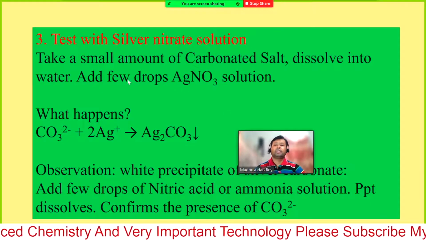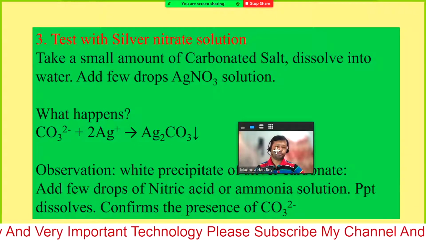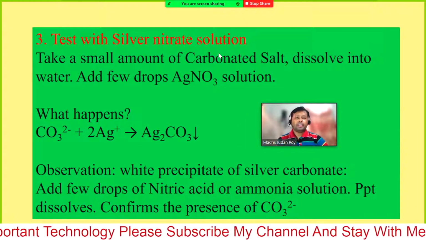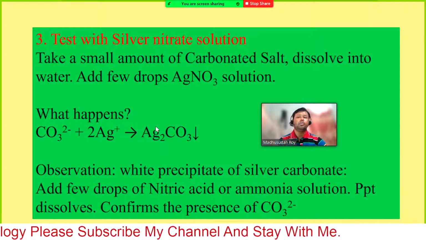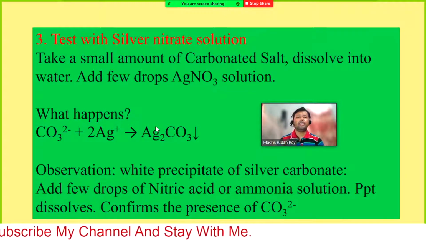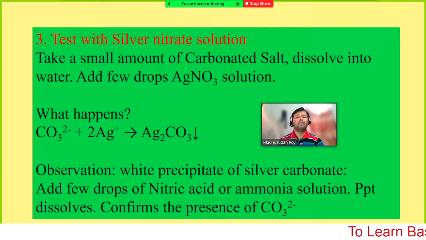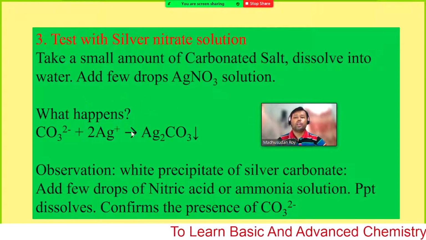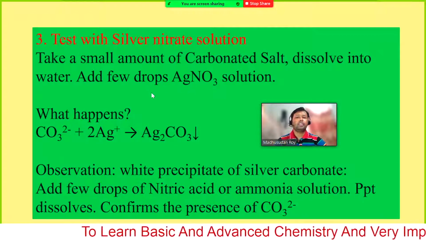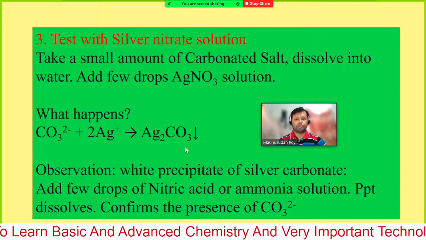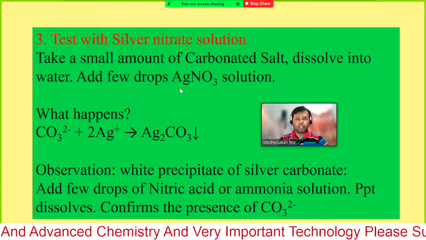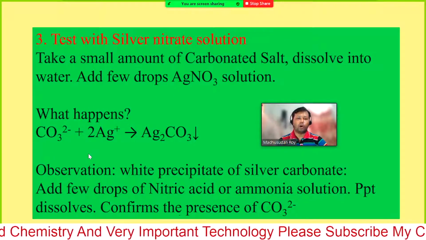Then we have another test with silver nitrate. In the last class I mentioned that we need to keep the silver nitrate in a dark bottle so that it does not come into contact with light. If it comes into contact with light, it is destroyed or reduced, changing the oxidation state, so that we do not have pure silver nitrate. In that case you may not get a very good observation.